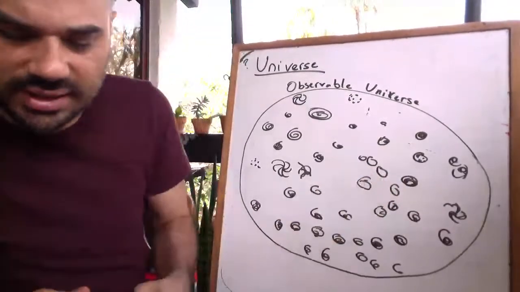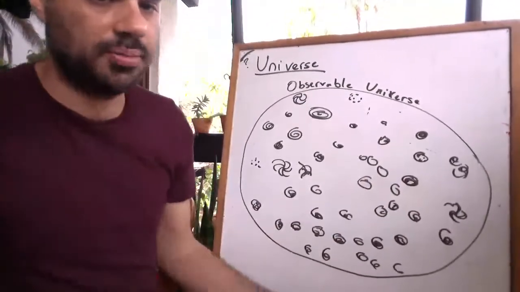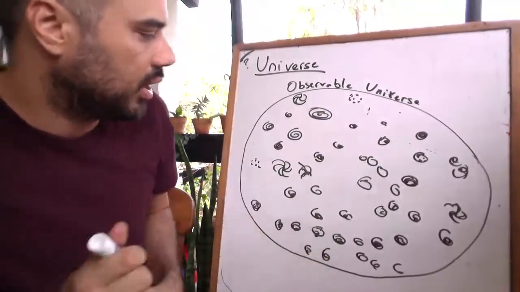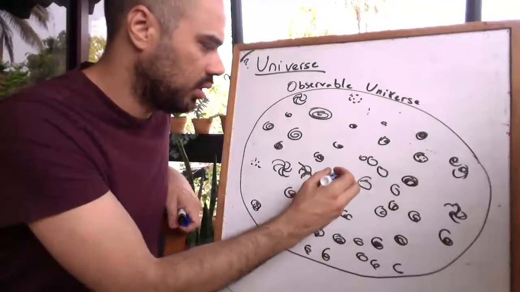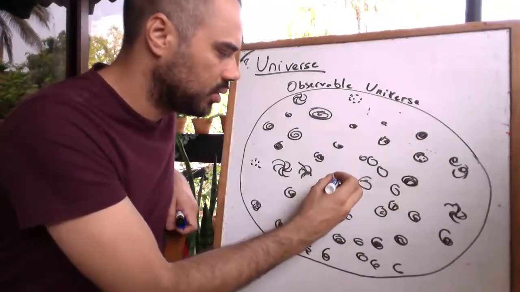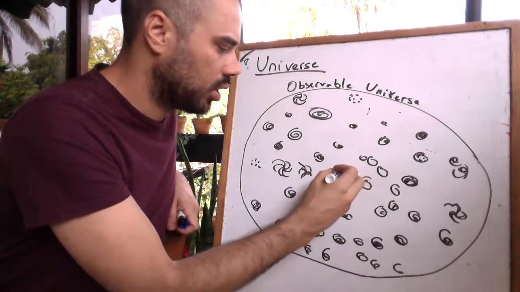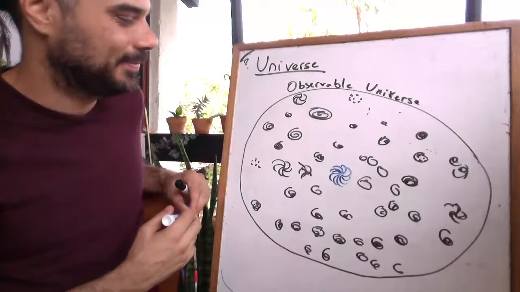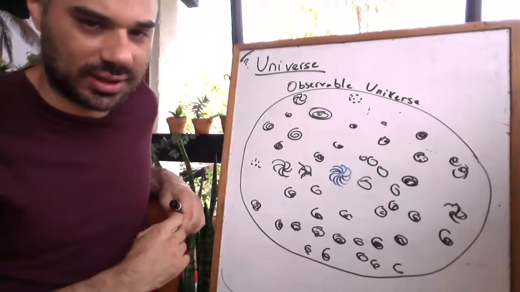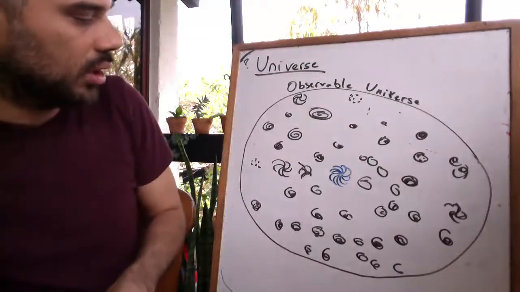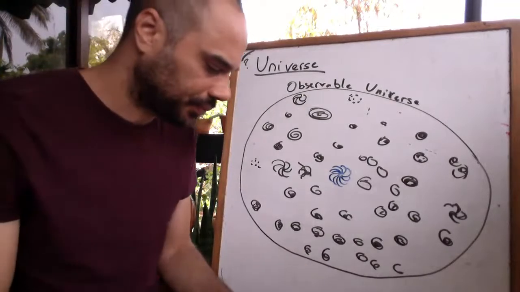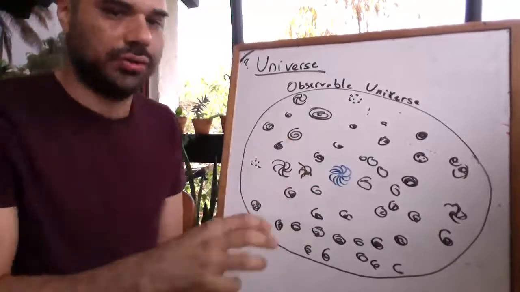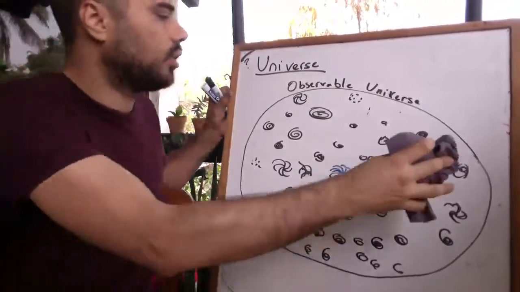Okay, so since this is the observable universe, that means that we must be in the center of the observable universe. So I'm going to put us here, our galaxy. We're going to name it. You know the name of our galaxy? It's called the Milky Way galaxy. Okay? It's called the Milky Way galaxy. Now, let's look only at our galaxy.